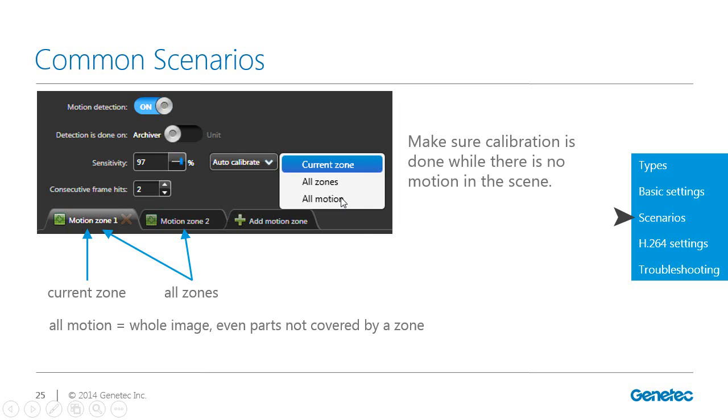So just to make it a little more clear, the all motion option here basically will ignore the zone. So even if there's blocks in the image that are not part of a motion zone, it's going to take that into consideration as well.